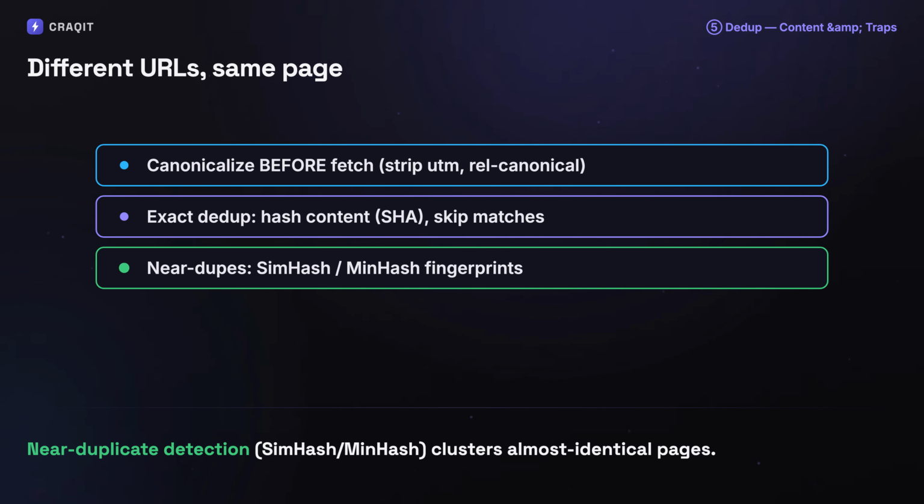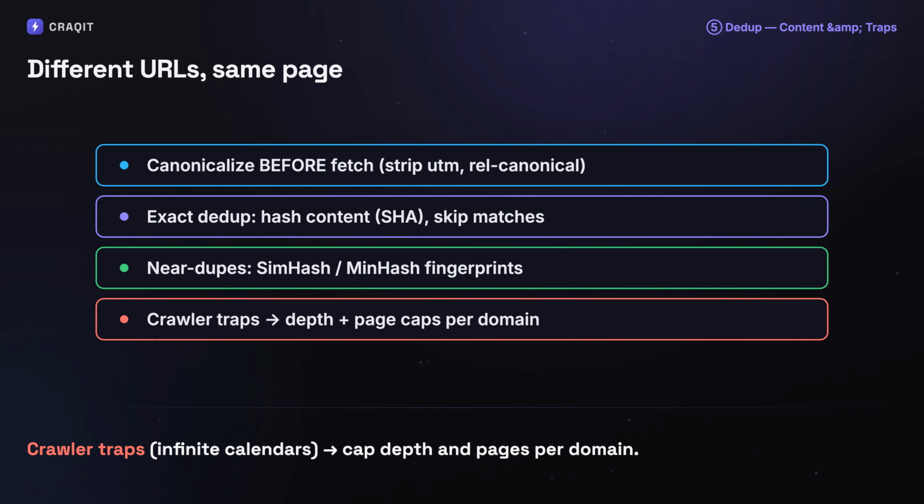And then there are crawler traps: the infinite calendar that generates next month links forever, or infinitely deep URL paths. Defenses: cap crawl depth per domain, cap total pages per domain, and flag suspicious patterns like exploding URL length.